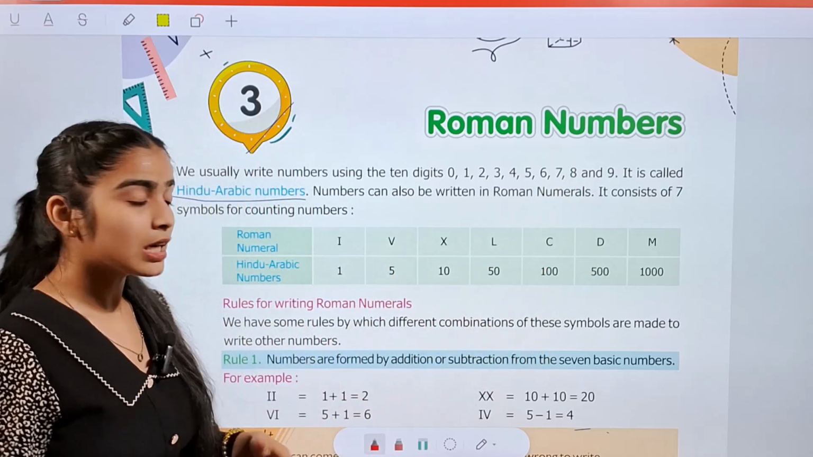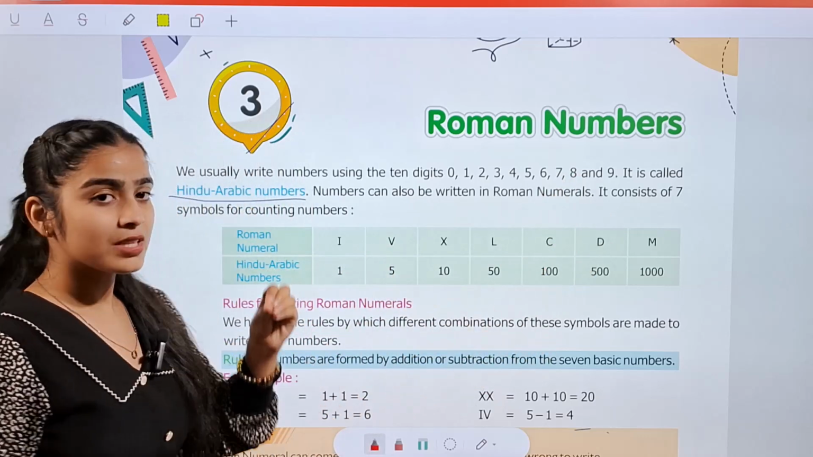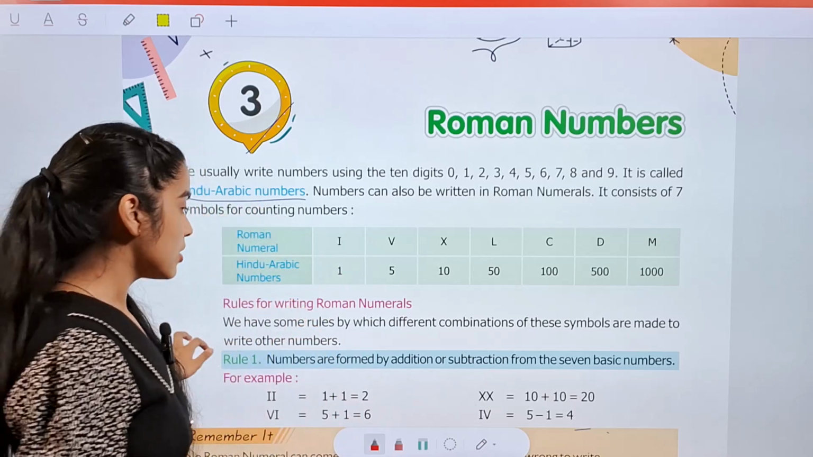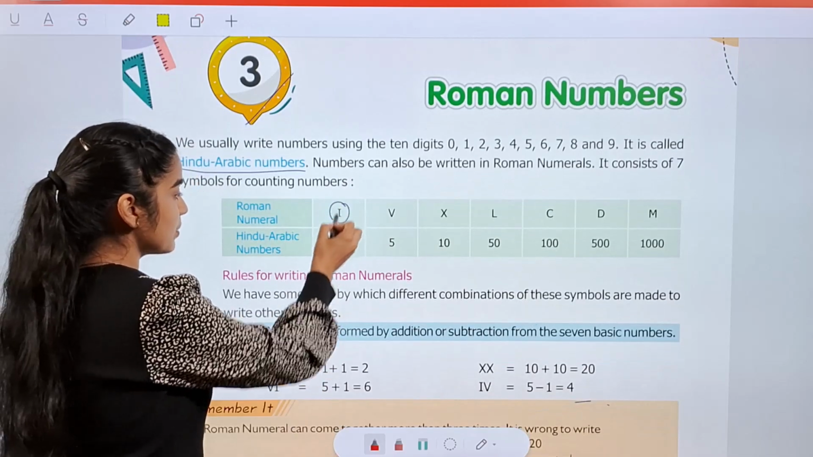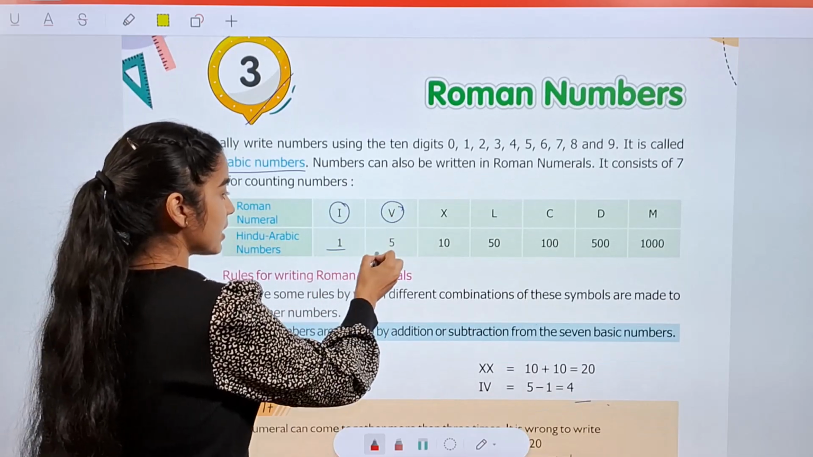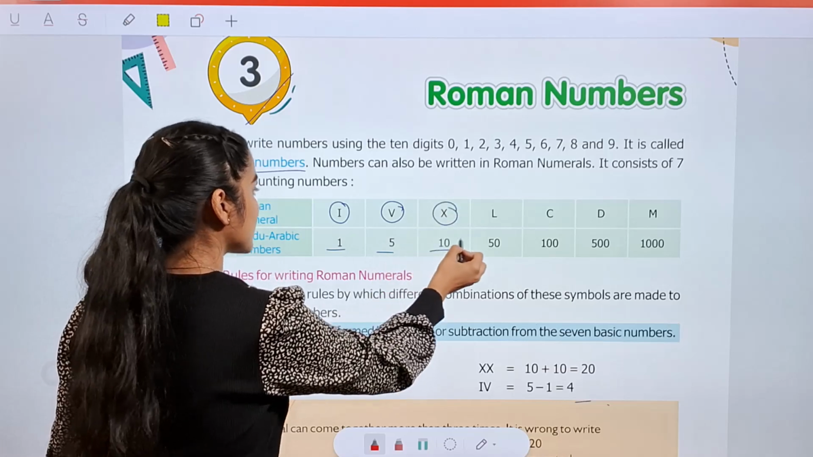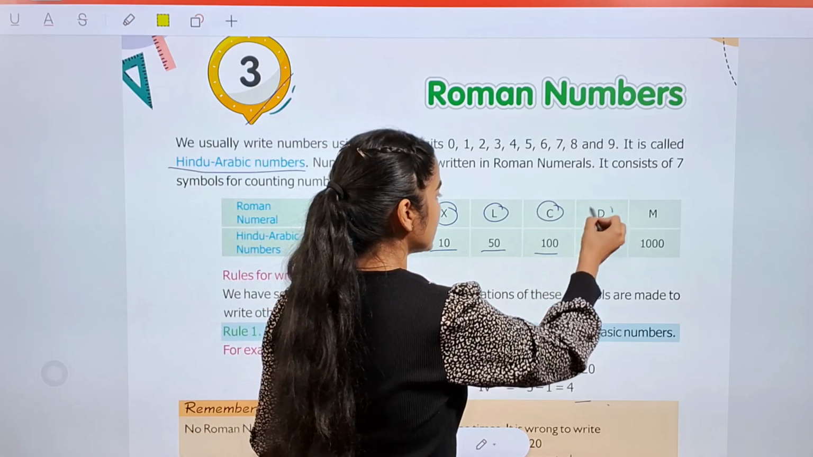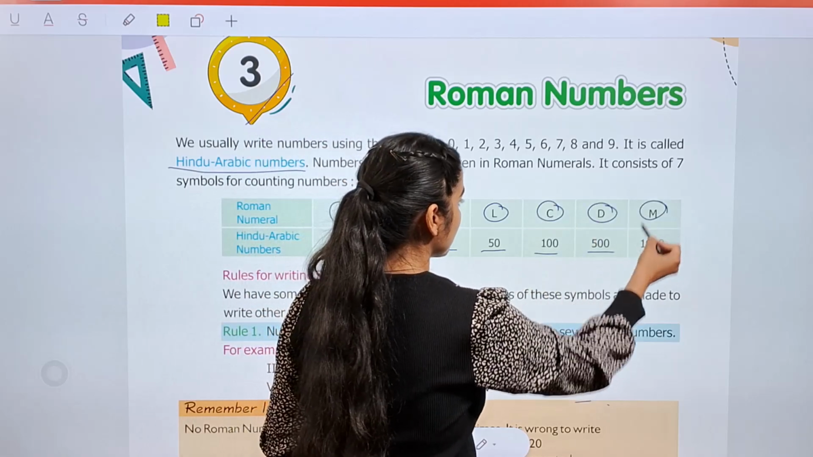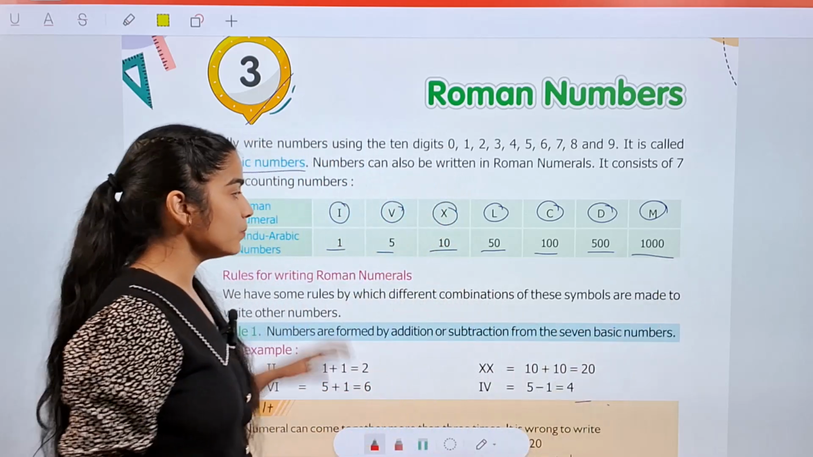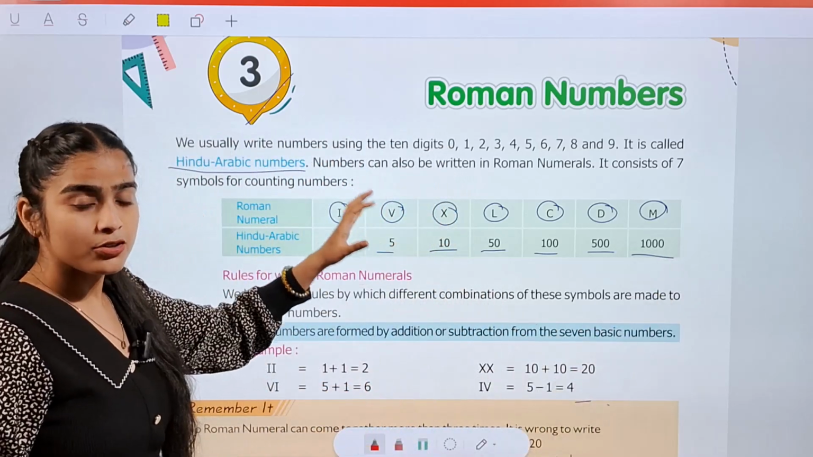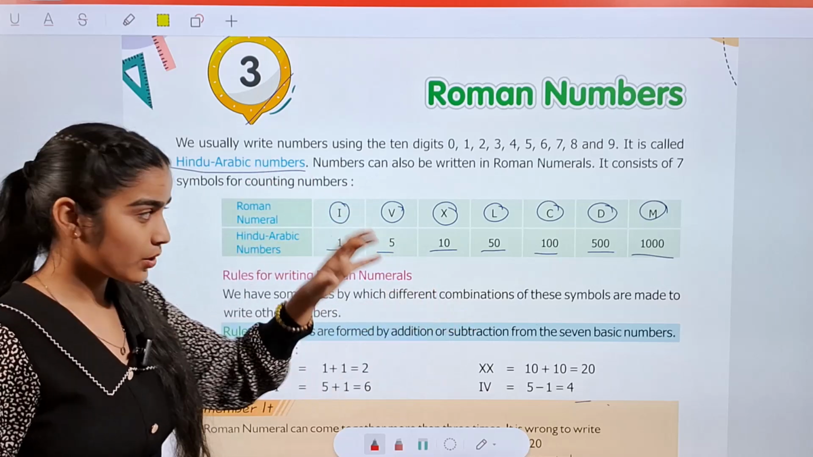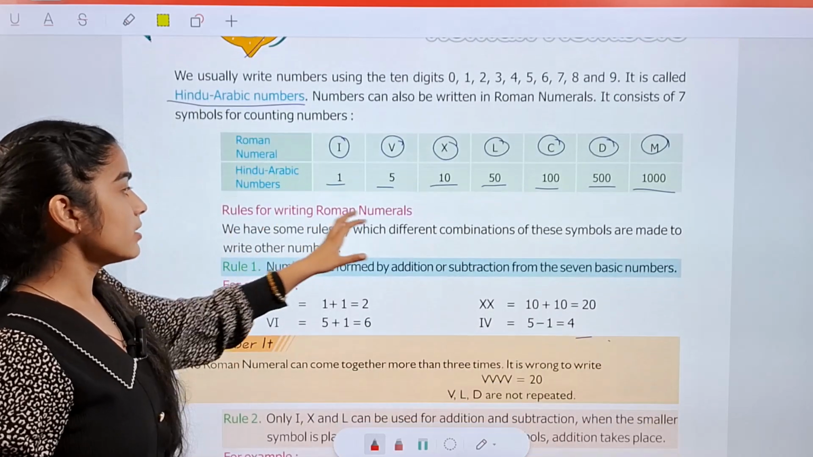But when we are talking about Roman numbers, we have some different symbols to write these numbers in the form of Roman numbers. The I sign symbolizes 1, V symbolizes 5, X symbolizes 10, L symbolizes 50, C symbolizes 100, D symbolizes 500, and M symbolizes 1000. So these 7 symbols are used in Roman numbers to represent Hindu-Arabic numbers in the Roman form. Okay, so rules for writing Roman numbers.